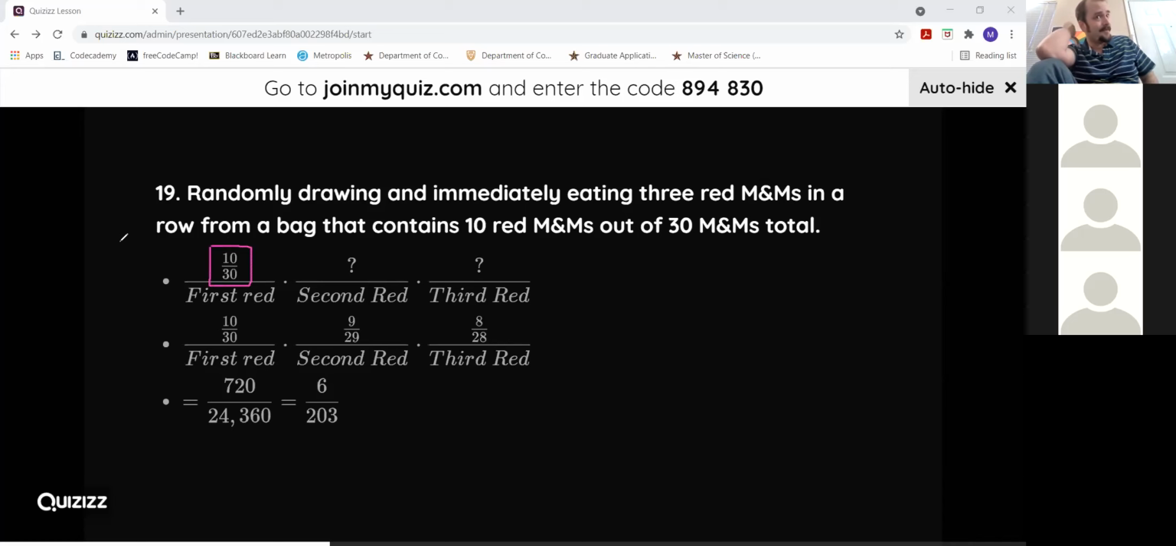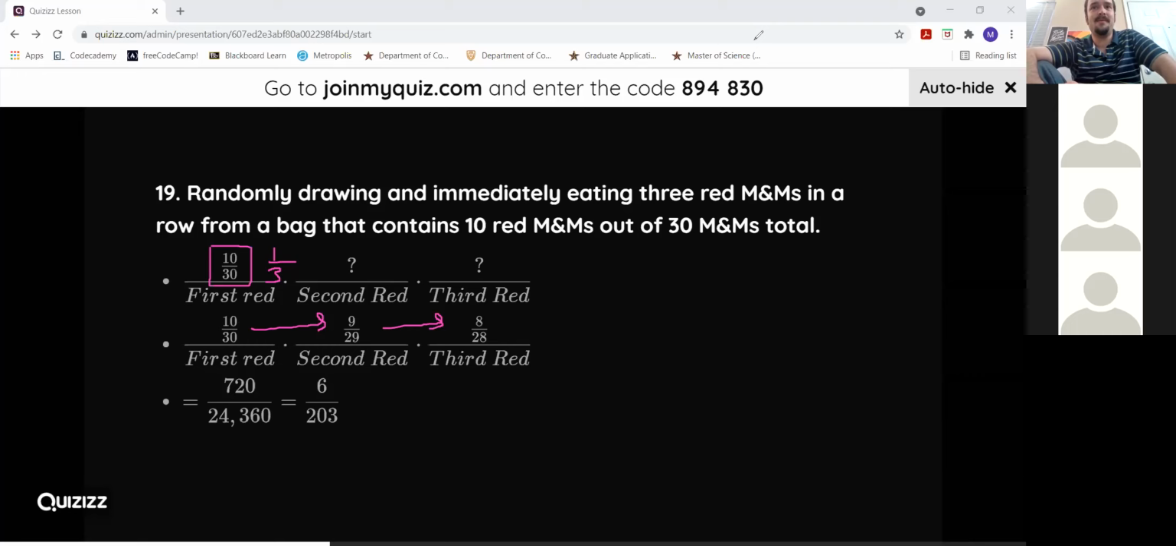10/30ths is not reduced. There might be something nagging at you to reduce this, right? I would not reduce this, because when we get here and start doing this one, we have to take one away from here and one away from here. And if we reduce it to a third, it's going to be a lot harder to do that. So I would not reduce these until you're done with this step.